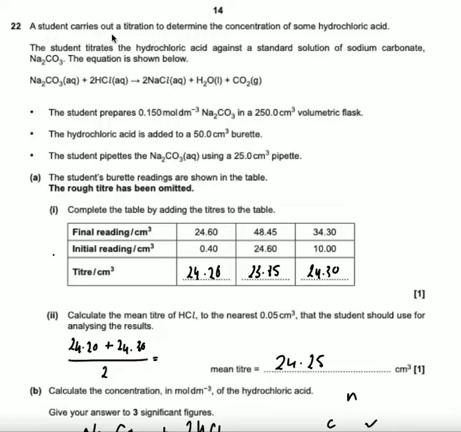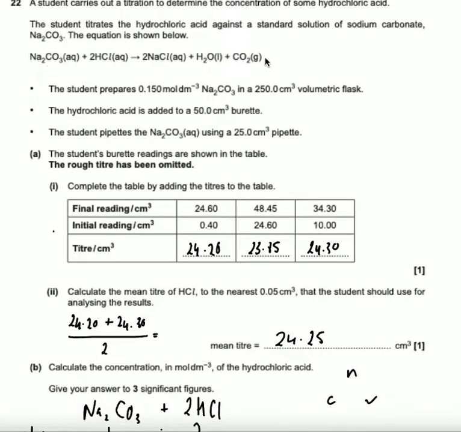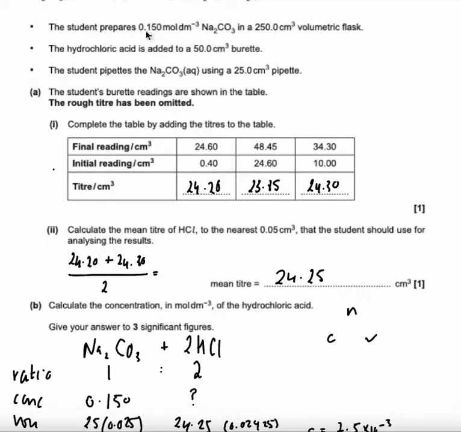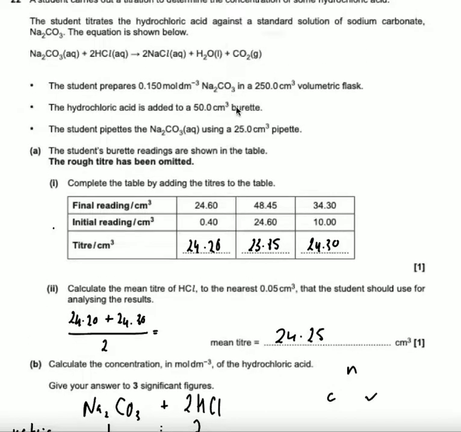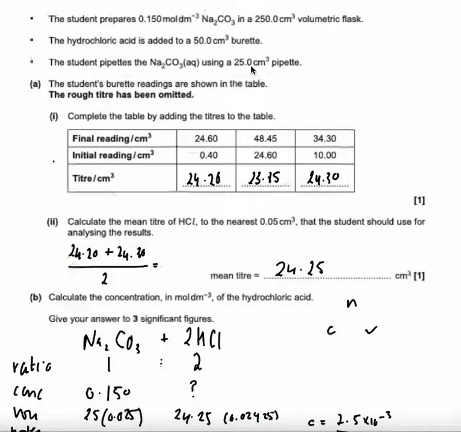A student carries out a titration to determine the concentration of some hydrochloric acid. The student titrates the hydrochloric acid against a standard solution of sodium carbonate. The equation is shown below. The student prepares 0.15 moles per decimetre cubed of sodium carbonate in a 250 centimetre cubed volumetric flask. The hydrochloric acid is added to a 50 centimetre cubed burette. The student pipettes the sodium carbonate using a 25 centimetre cubed pipette.